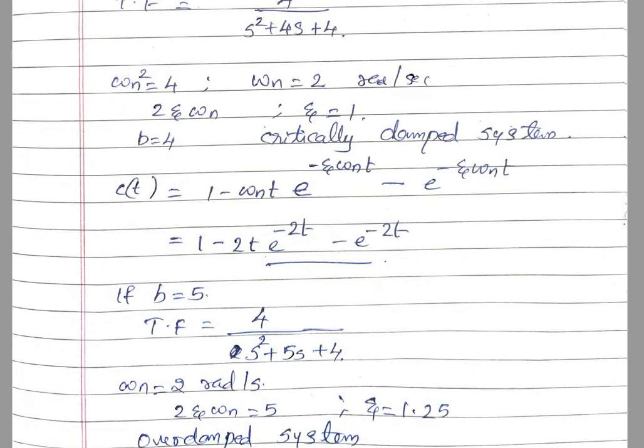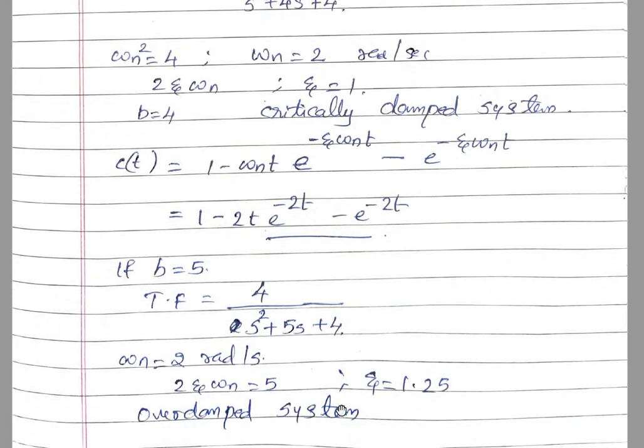Here also, by comparing it with the standard second order system, we can say that omega n is equal to 2 rad per second and 2 zeta omega n is equal to 5. Why is it 5? Because the coefficient of s is 5 here. So, by substituting omega n is equal to 2 in this equation, we will get the system zeta value as 1.25.